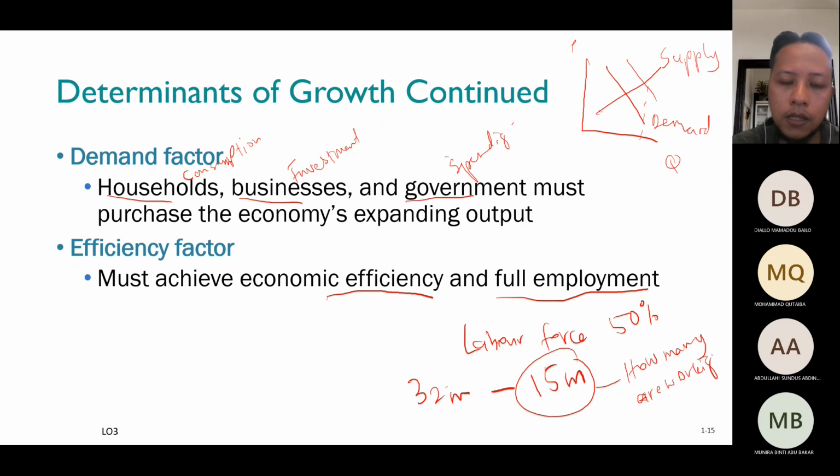Okay, so this is basically a resource. If we can efficiently use this 15 million, then you can say that it is fully employed. All these 15 million people are fully employed. So this is also another factor that can influence the growth of a country.